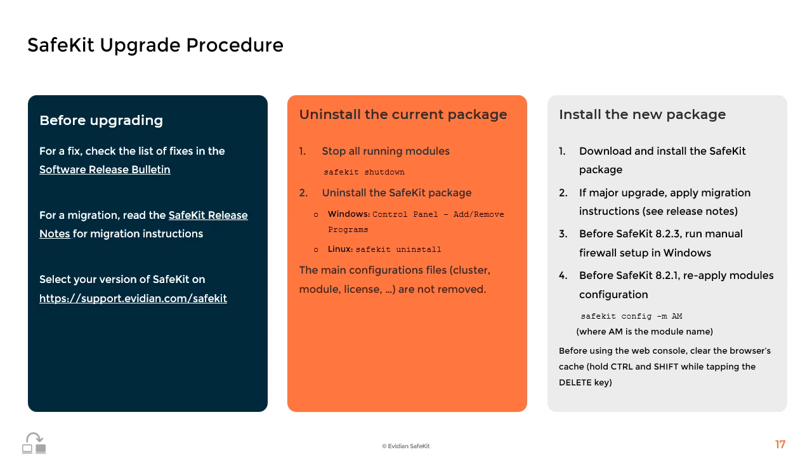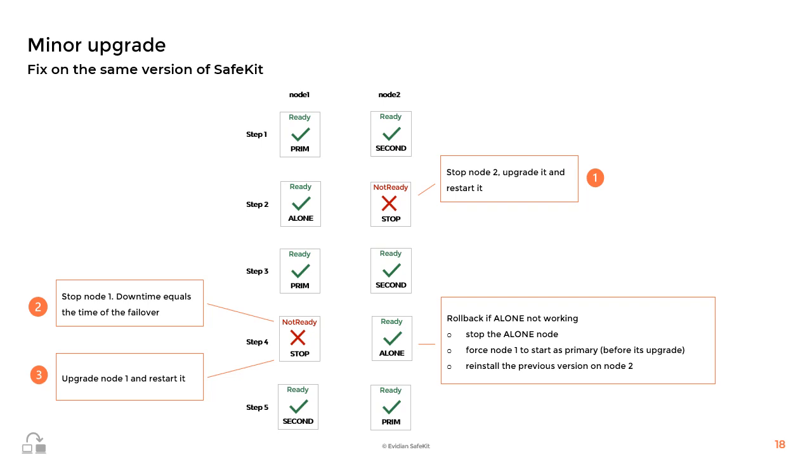For versions before SafeKit 8.2.3, run the manual firewall setup in Windows. For versions before SafeKit 8.2.1, reapply the module's configuration using the command safekit config with the module name as parameter. Before using the web console, make sure to clear the browser's cache by holding Ctrl and Shift while tapping the delete key.